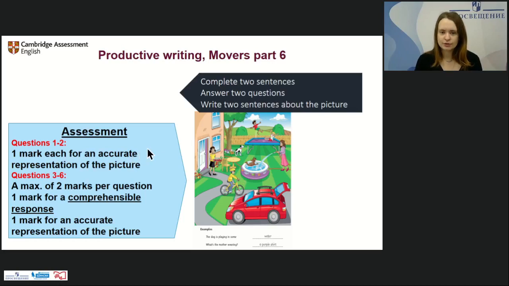For questions 1 and 2, when they have to complete the sentences, we give them 1 mark for each accurate representation of the picture. I will explain a bit later, I promise. So for questions 3 to 6, where they answer questions and write their own sentences, they might get up to 2 marks for each. So 1 mark is given for a comprehensible response and 1 mark for an accurate representation of the picture. So let's have a closer look at what this means.